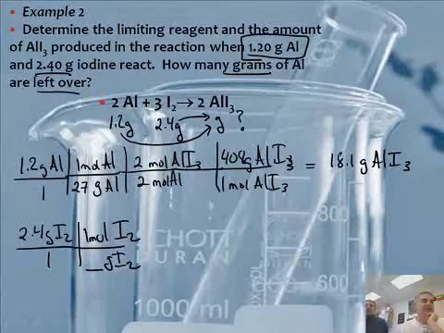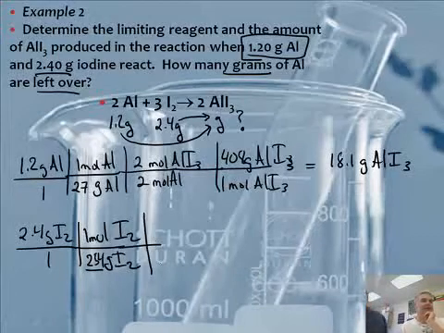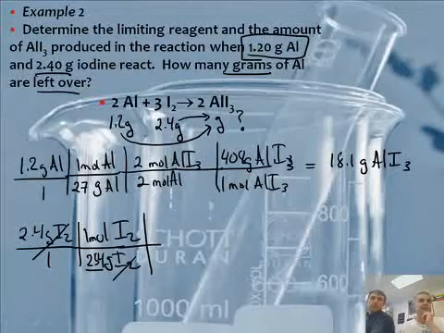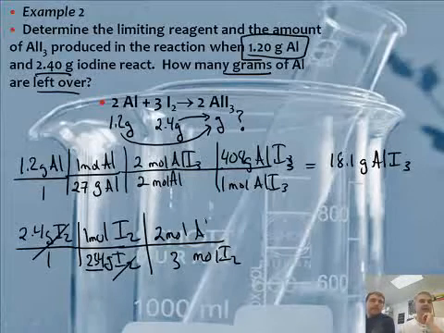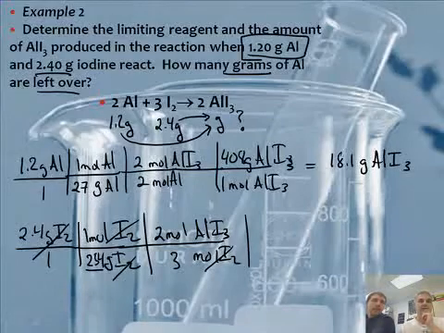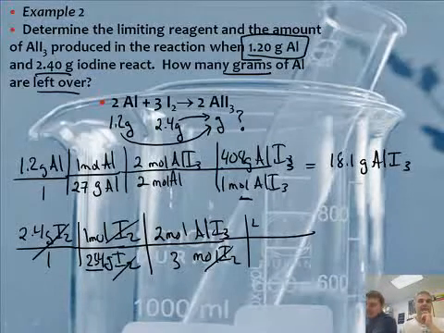How many grams of iodine are there? It'd be 127 times 2, 254. I knew that actually in my head. So the grams of iodine cancel, and then I'm going to say moles of iodine, and that's a 3 to 2 moles of AlI3. And now this is the same fraction.